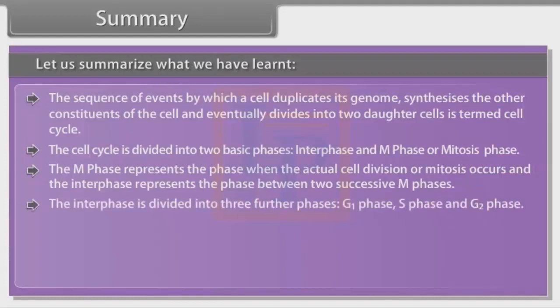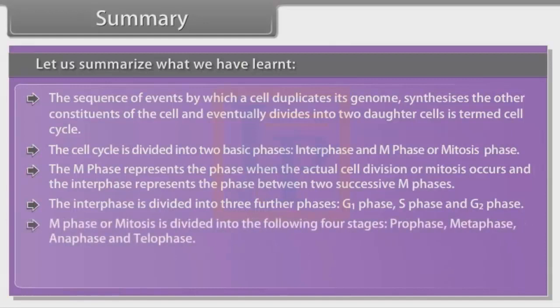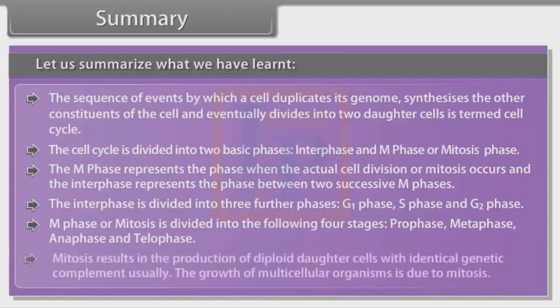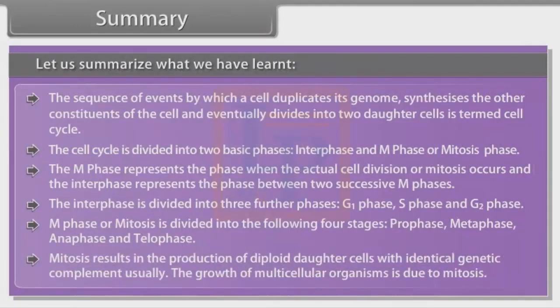The interphase is divided into three further phases, G1 phase, S phase and G2 phase. M phase or mitosis is divided into the following four stages: prophase, metaphase, anaphase and telophase. Mitosis results in the production of diploid daughter cells with identical genetic complement usually. The growth of multicellular organisms is due to mitosis.